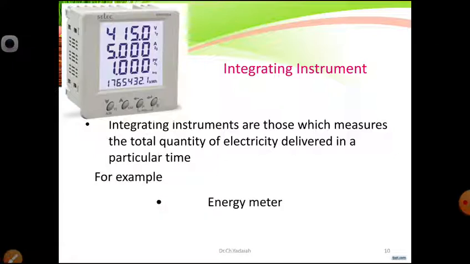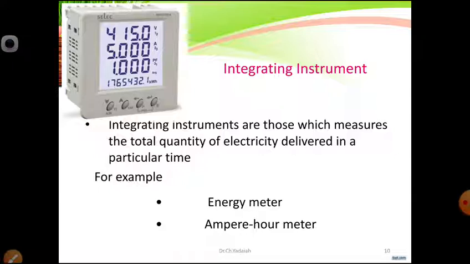Energy meter. Everyone has observed this energy meter in our domestic houses. What is the energy meter? It will measure the energy from the first of the month to the first of the next month. The bill collector will come, take the readings, and supply the electricity bill based on the given tariff. This is the energy meter.